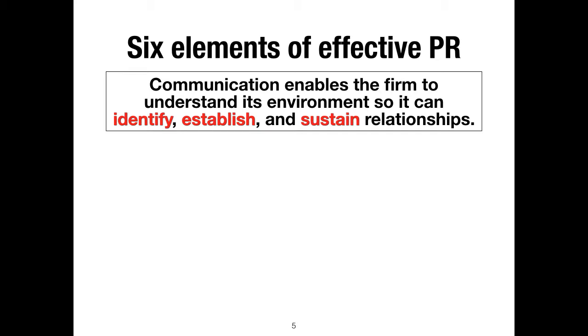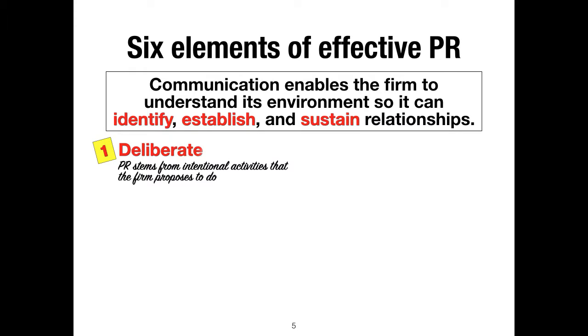There are 6 basic elements of effective public relations that help us identify, establish, and sustain relationships. It all begins with the initial connection. But let's see how that all works. First of all, this must be a deliberate process. PR stems from intentional activities that the firm proposes to do, not just, we're going to be nice to people. You actually have to have a goal and a strategy in mind.